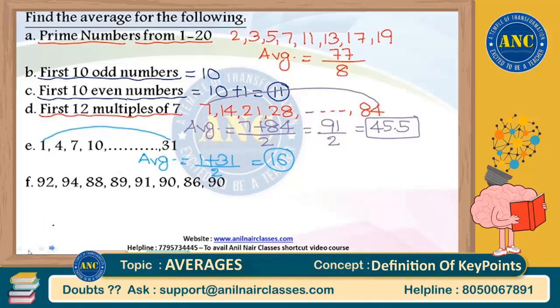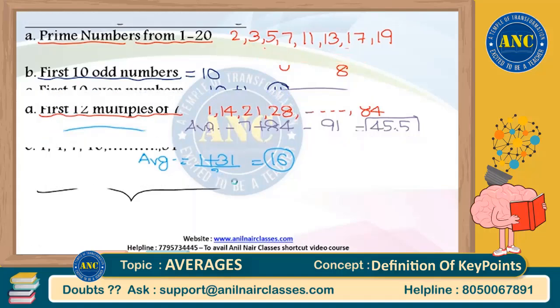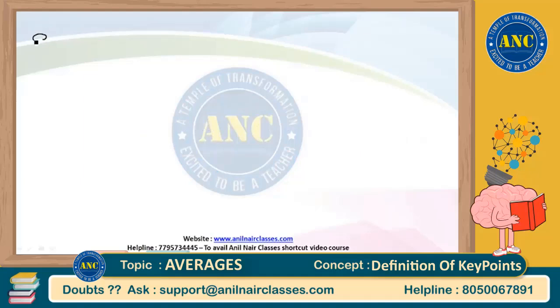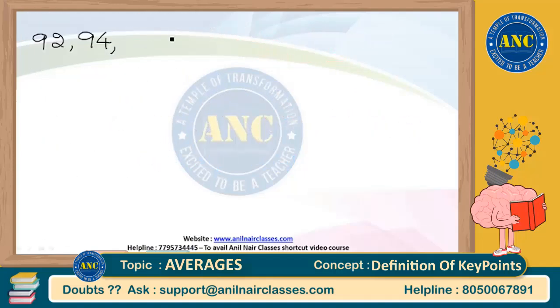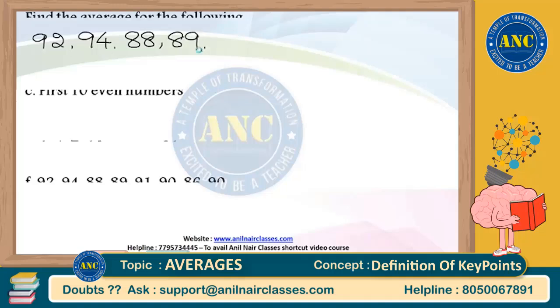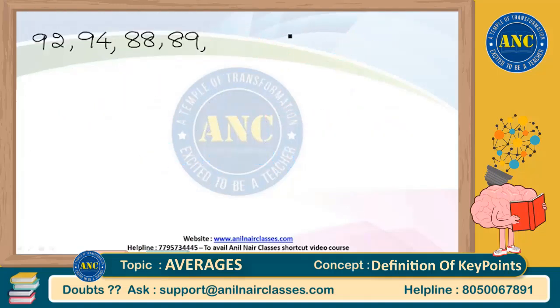There is another question which I need to discuss here. The series is 92, 94, 88, 89, 91, 90, 86, 90. Now see here, sir. Let me write it. 92, 94, 88, 89, 91, 90, 86, 90. This is the given series.